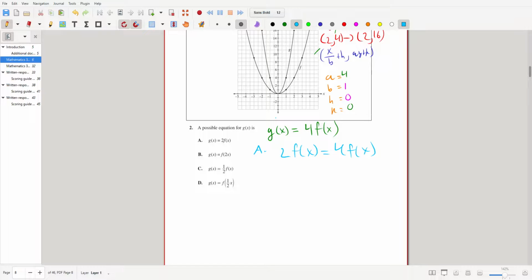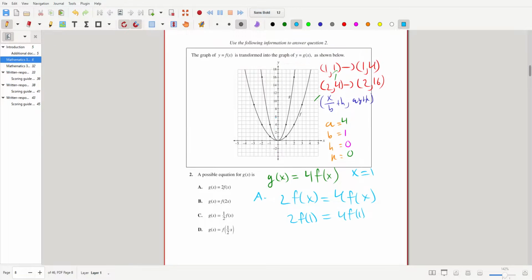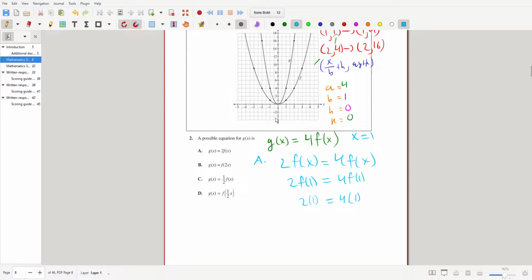Now, what should our x value be? Let's say that x is equal to 1. So 2f of 1 versus 4f of 1. Is this true? 2 times f of 1, and f of 1 is 1, so this is 2. 4 times f of 1 is 4. Is this true? This is not correct. So A is incorrect.